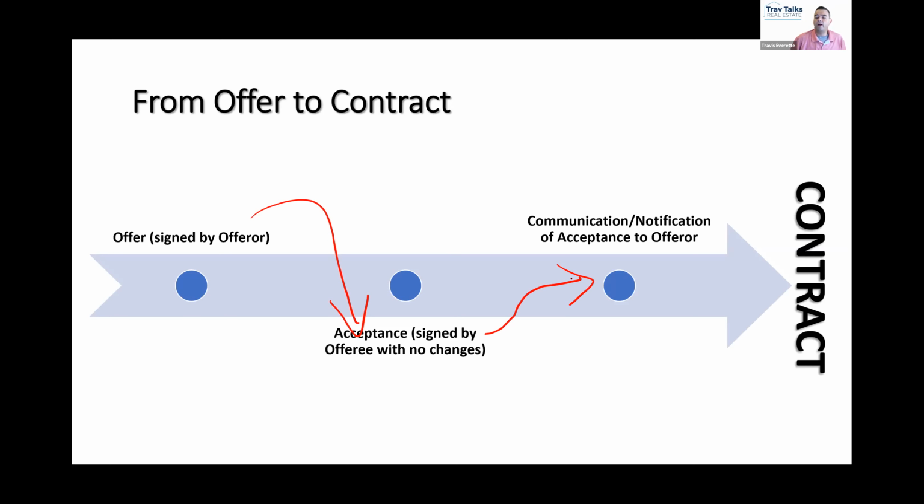So the offeror makes the offer, the offeree accepts the offer, hopefully. And then the offeree has to communicate or tell or inform who? Who are they telling? Who is that communication going back to, folks? Offeror. The buyer, the offeror. The offeror. I don't want you to use buyer and seller in this section, and I'll tell you why.